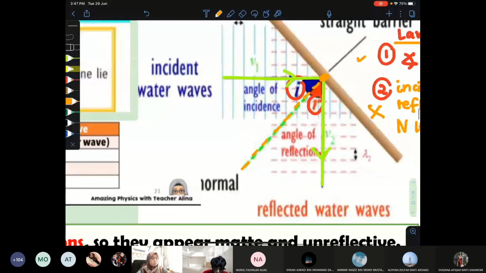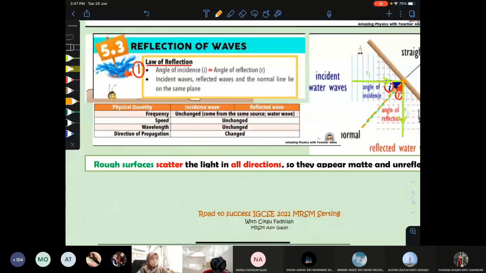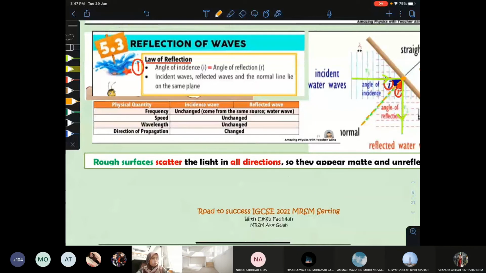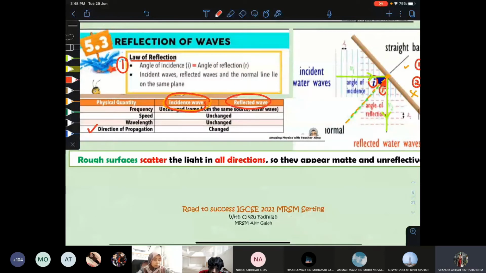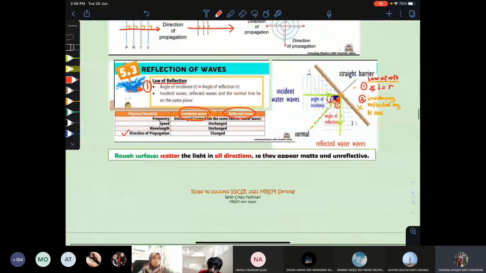Okay, right. After this happens, if we have a wave and then the wave is reflected, what happens to the reflected wave? Is there any change between the incident and reflected wave? I have already given it here. No, nothing is changed. Everything is the same except for the direction. Only the direction changes. Everything else is maintained the same.